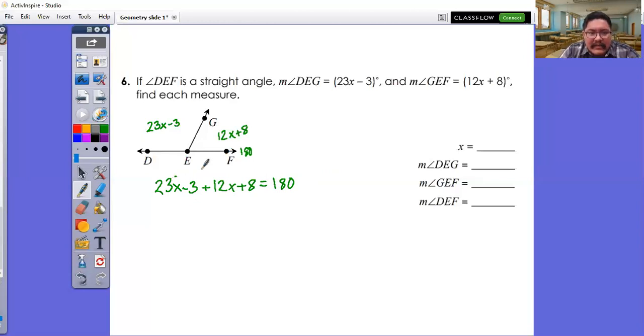All right, so let's go ahead and add our x terms together. So 23 and 12, that's going to be 35x. Okay, and then I'm going to add my regular numbers, my constant values. And I'm going to do this one backwards just because it's going to be a little bit easier. 8 minus 3 would be 5.